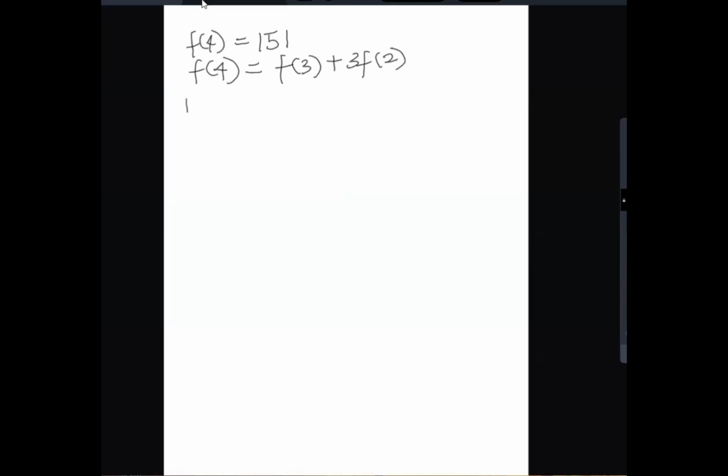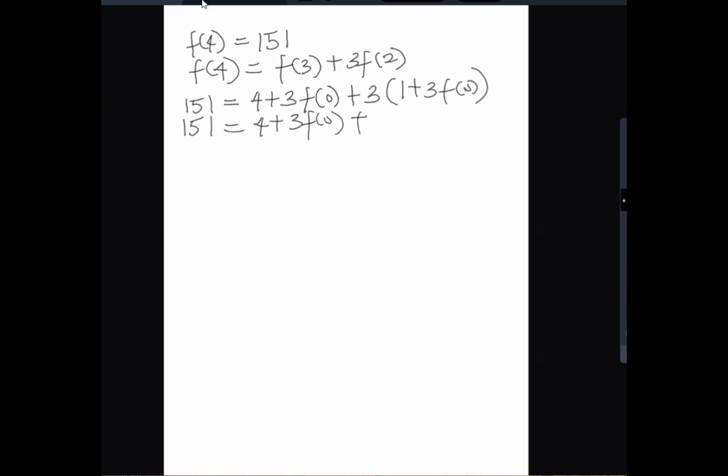So this becomes 151, which is equal to f of 3. F of 3 is 4 plus 3 f naught, right? Then plus 3 f of 2. F of 2 is 1 plus 3 f of 0. Now, let's simplify this. So this becomes 151 equal to 4 plus 3 f naught, or f of 0, plus 3, we open this bracket, 3, then this is plus 9 f of 0.